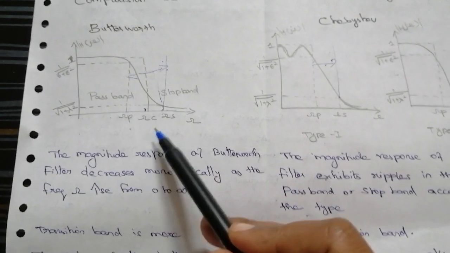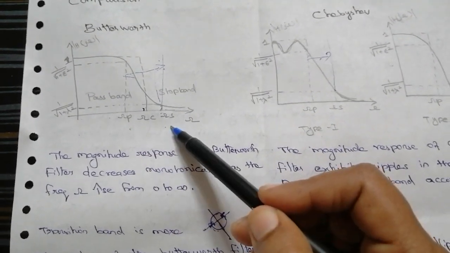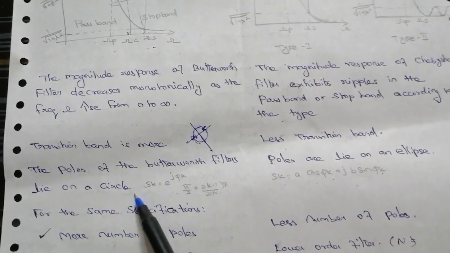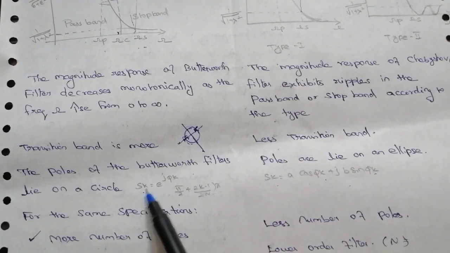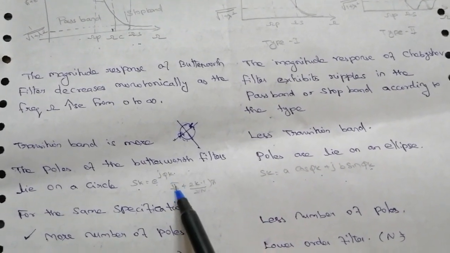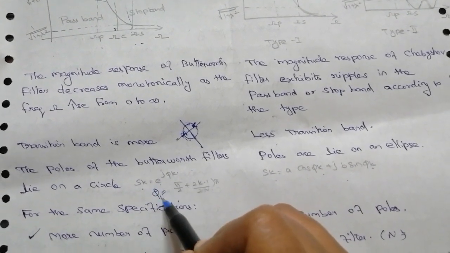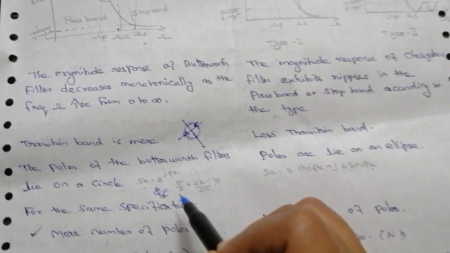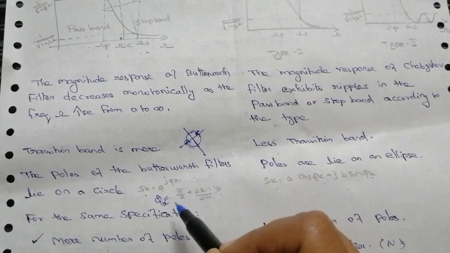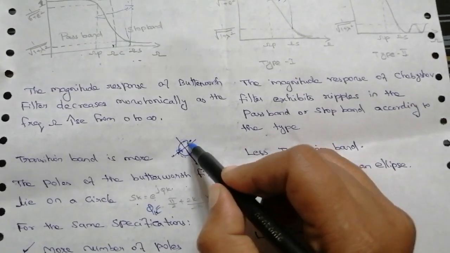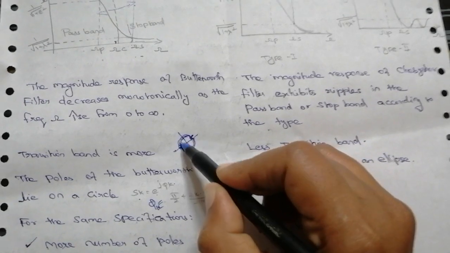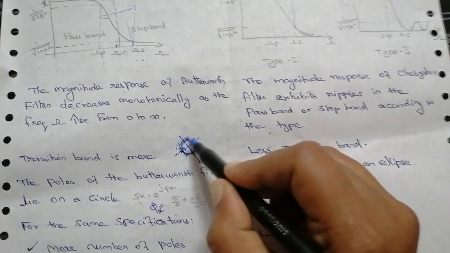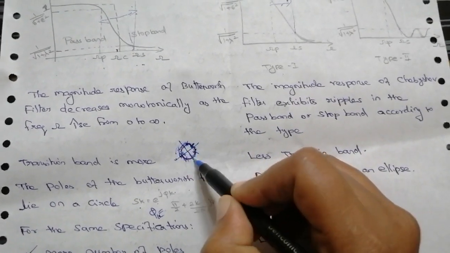The next point is that the poles of the Butterworth filter lie on a circle. For finding the poles, the formula is s_k equals e power j phi_k, where phi_k is pi by 2 plus (2k minus 1) by 2n into pi. In a Butterworth filter, order n equal to 2 means the number of poles is obviously 2. So the two poles should lie on a circle, anywhere on that circle. It may be here to here or here to here. Anywhere, but on a circle. So the Butterworth filter poles lie on a circle.